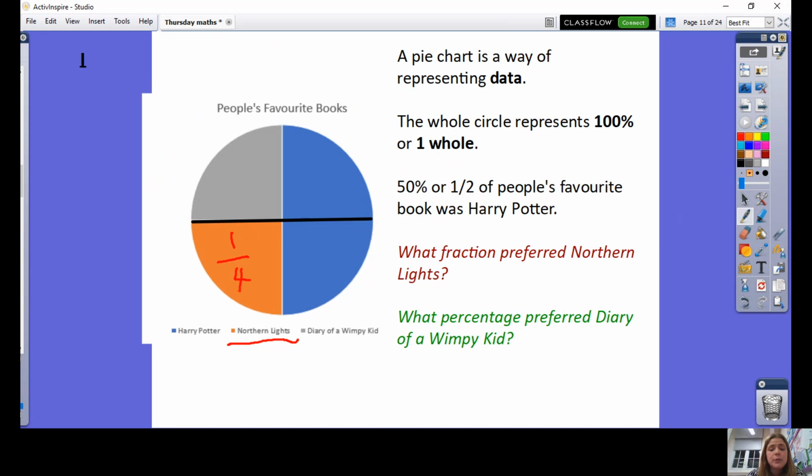The next question I'd like you to do by yourself. What percentage preferred Diary of a Wimpy Kid? Write down your answer on your piece of paper now.